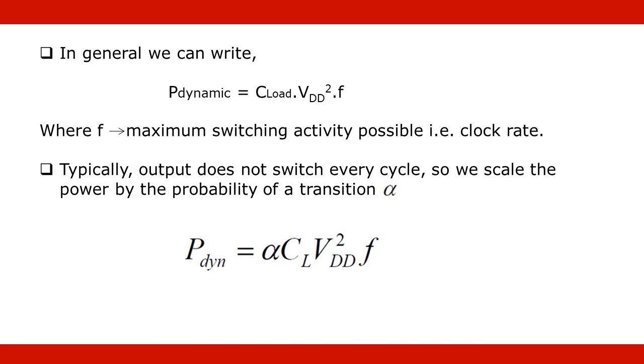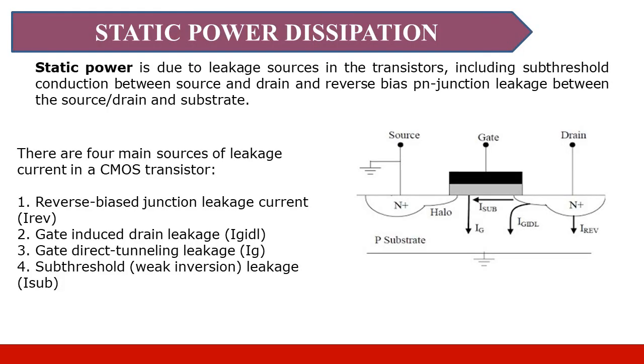Now we discuss static power dissipation. As we discussed in the earlier slides, static power is due to the leakage sources in the transistors. How many types of leakage sources are there? There are many types of leakage sources present in the MOSFET. A few are very dominant, or prominent, and cause the static power dissipation in CMOS devices.